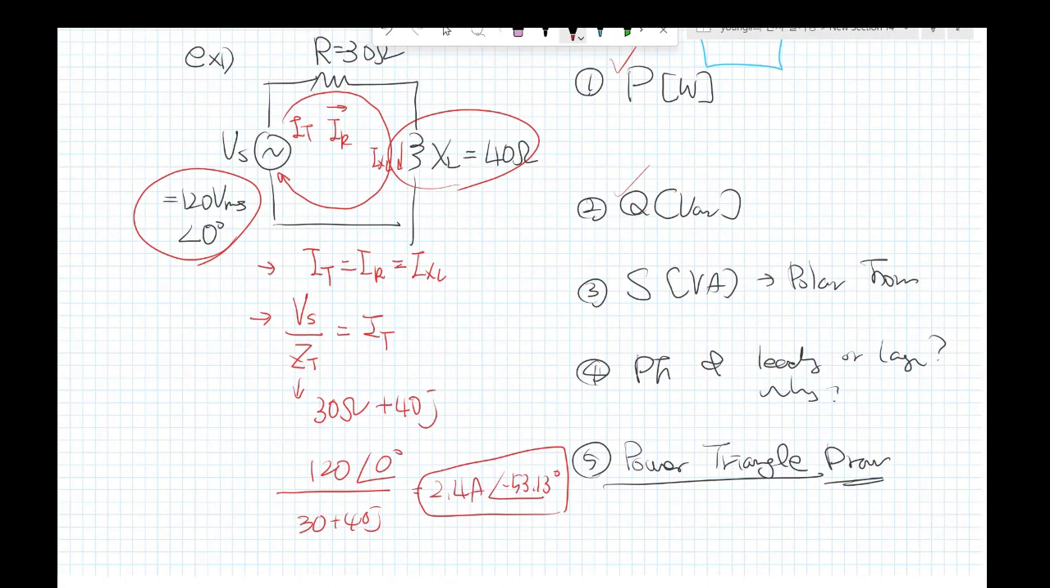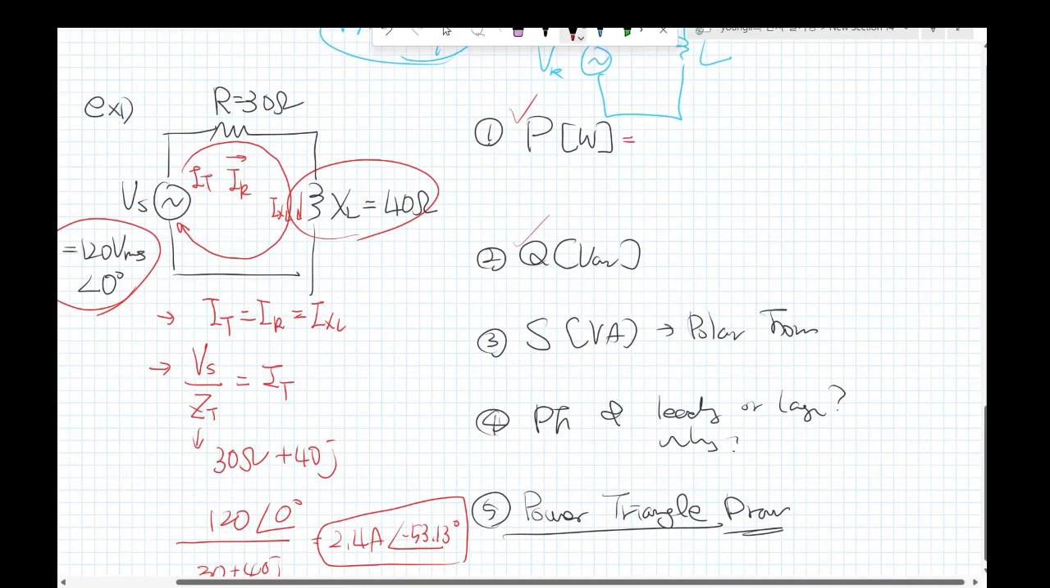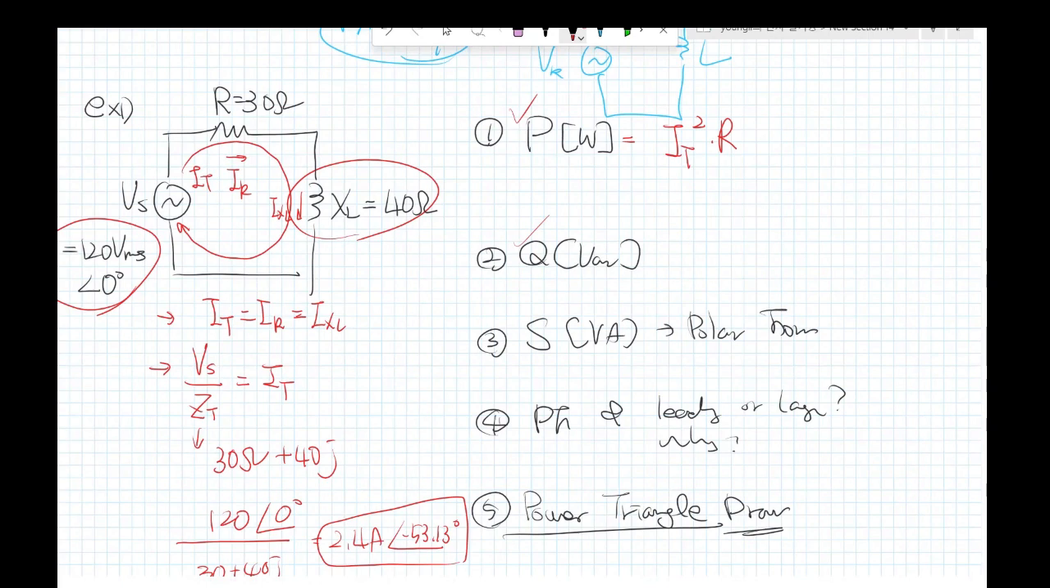Now the P we can express as I sub t squared multiplied by the R. Right. So the I sub t squared is what? The 2.4 squared, multiplied by the R. The R is the 30 ohm here. Multiply. Okay.